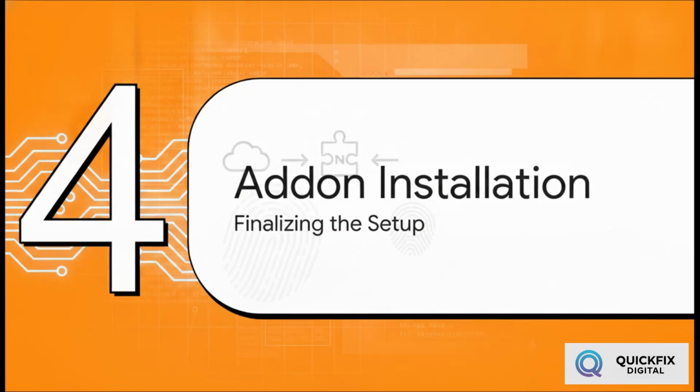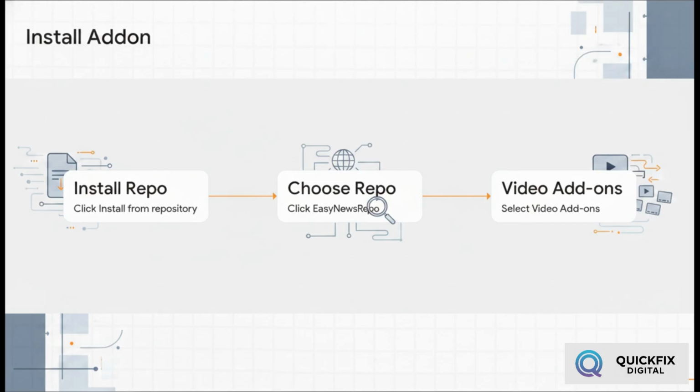Moving right along to Section 4, Phase 3, Add-on Installation, Finalizing the Setup. Now we're in the final technical sequence where the actual EasyNews add-on is extracted. Navigating back through the package installer, Step 15 asks you to click Install from Repository. Step 16, you'll now see EasyNews Repo sitting right there in your list of installed repositories. Go ahead and click on it. Step 17, drill down into the directory by selecting Video Add-ons.